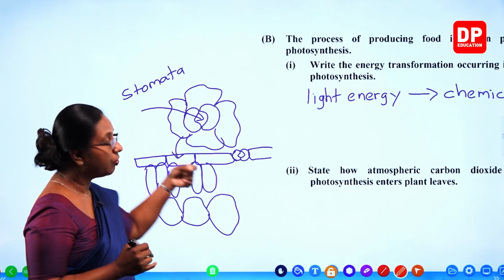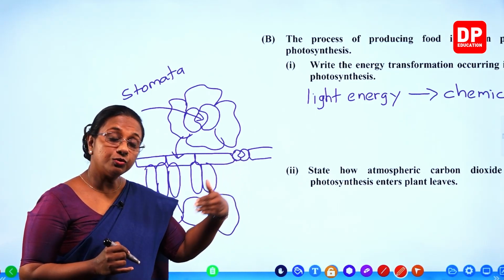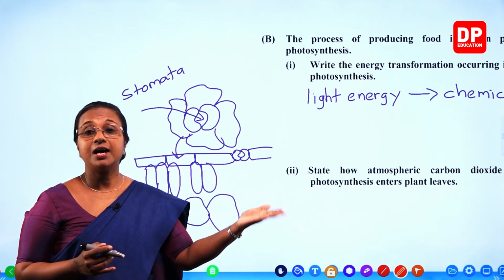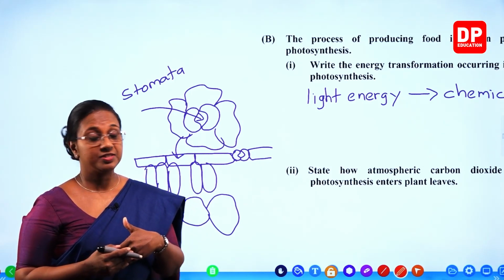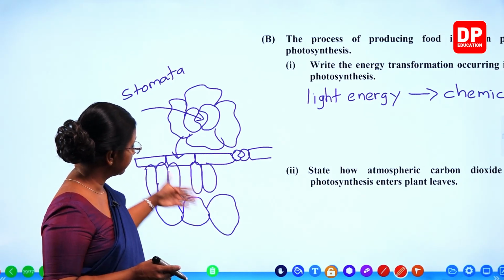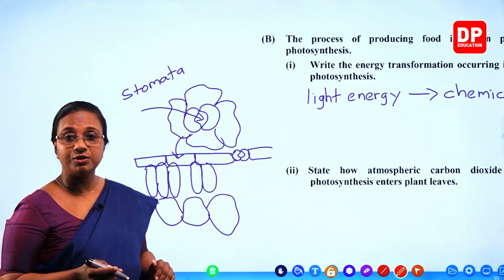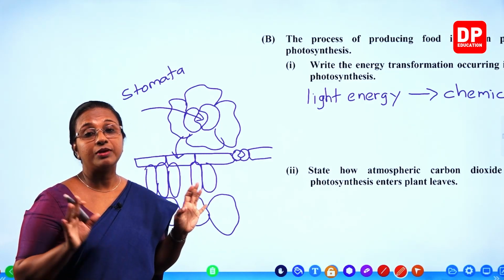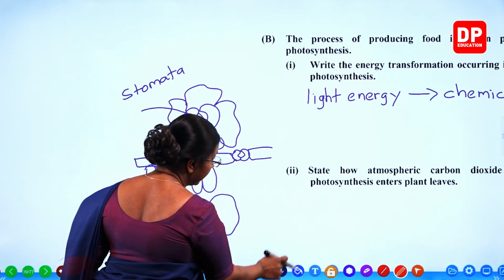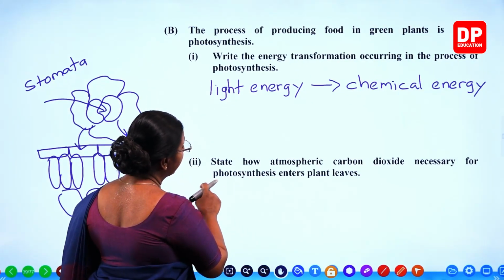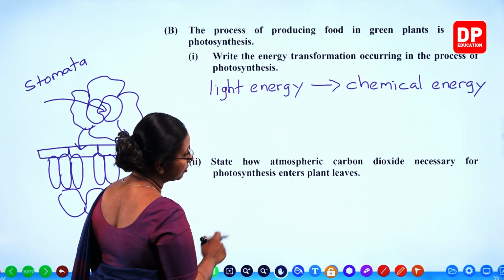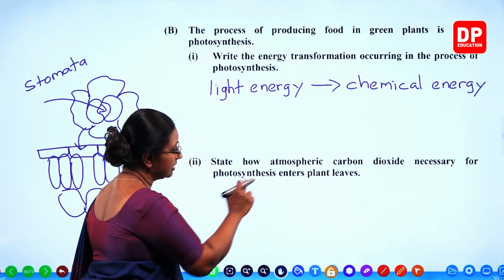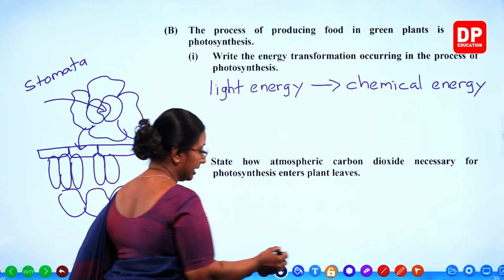Stomata are the openings, they are pores. Through that, the atmospheric air can diffuse into leaves. And there are intercellular spaces, they can diffuse through the intercellular spaces and they reach the mesophyll cells. You can remember that. So, here they have asked how atmospheric carbon dioxide necessary for photosynthesis enters plant leaves.